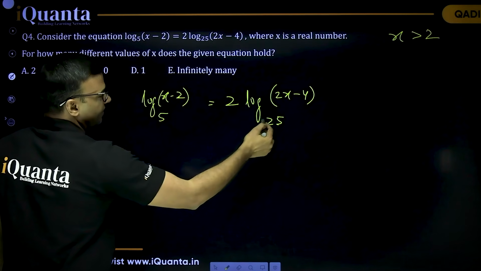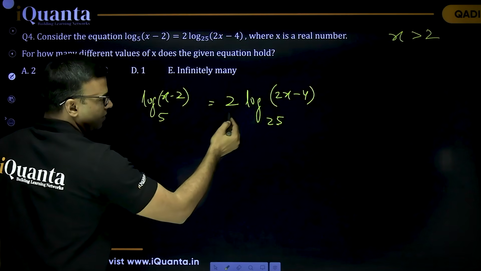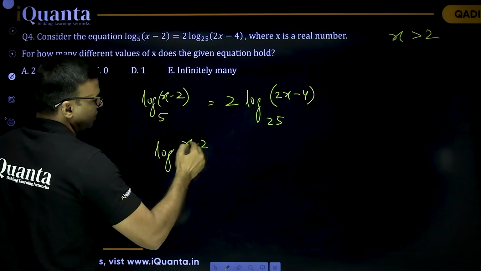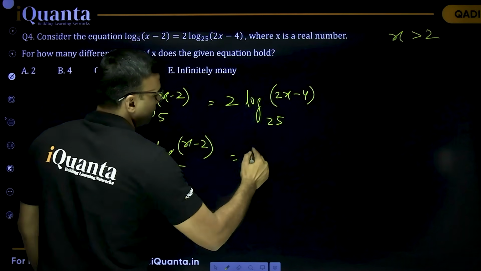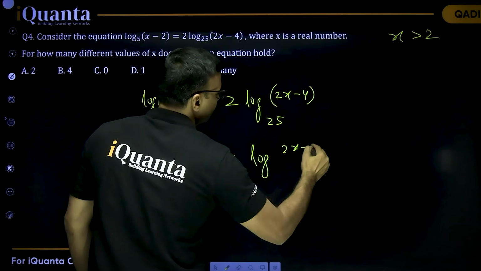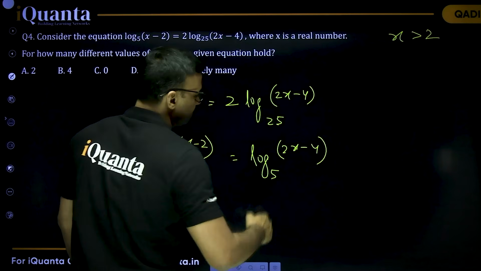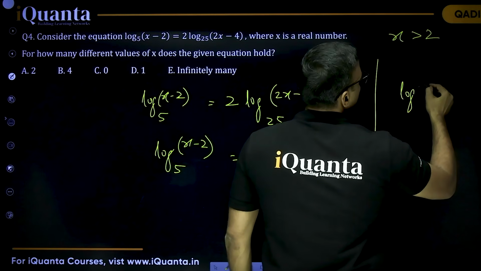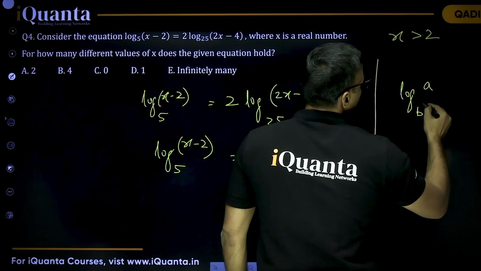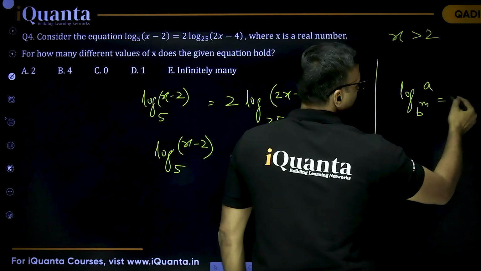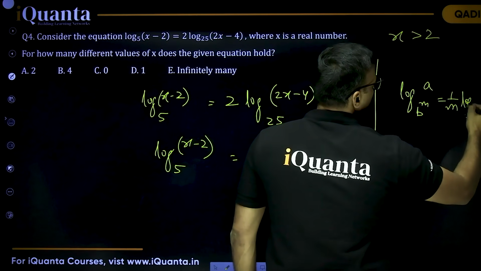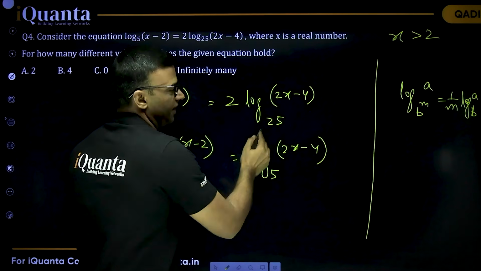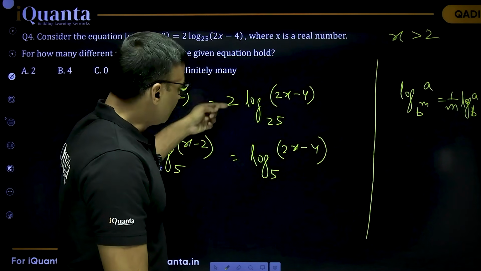Now, 25 is 5 square. The power 2 will come here outside in denominator. So 2 and 2 cancel, and it will become log of x minus 2 to the base 5 is equal to log of 2x minus 4 to the base 5. Right? So I'll just revise the rule for you. It is log of a to the base b to the power m, what happens? This m comes outside, 1 by m log of a to the base b, right? So here 25 is 5 square, so 2 will come outside. So 2 divided by 2 gets cancelled out.